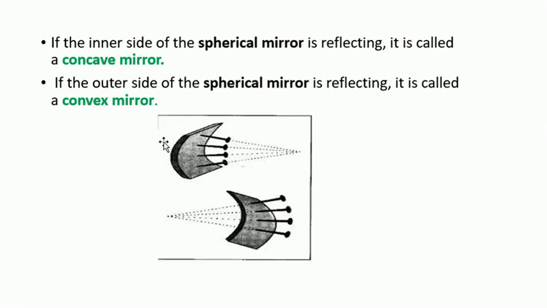Spherical mirrors are of two types. The first one is the concave mirror, the second one is the convex mirror. If the inner side of the spherical mirror is reflecting, it is called a concave mirror. If the outer side of the spherical mirror is reflecting, it is called a convex mirror.